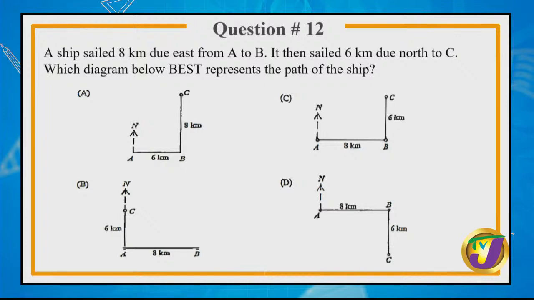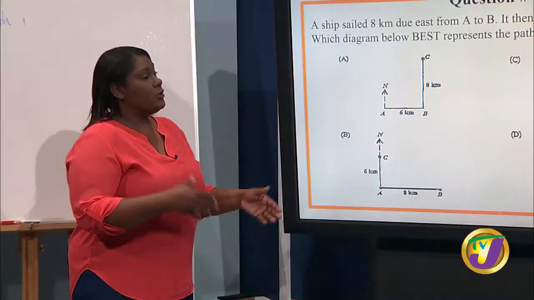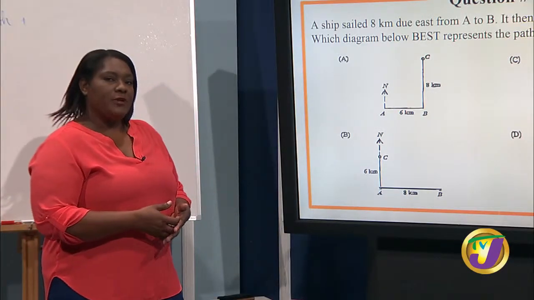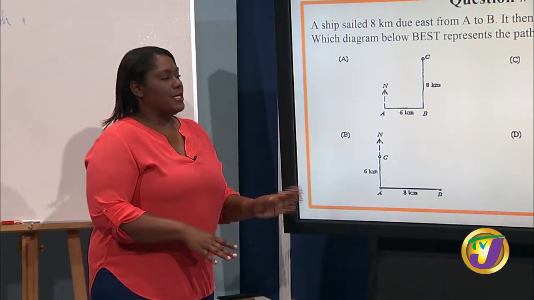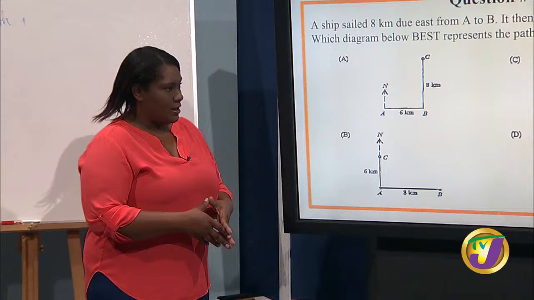All right, so sailed, due, from, those words are telling me that we are looking at a bearings question. And I'm seeing the cardinal points, north and east. Most importantly, the north. So we are looking at a bearings question, but this time our solution is represented in diagram format. Knowing the information that you should have when dealing with bearings, then we can go ahead and examine the solutions, examine and eliminate as we move along.